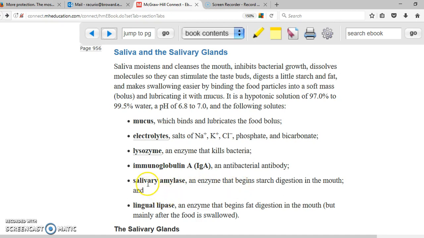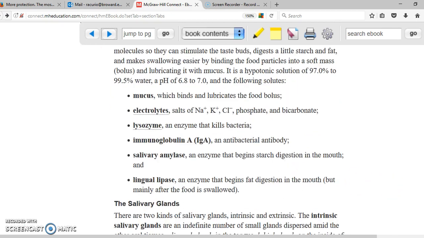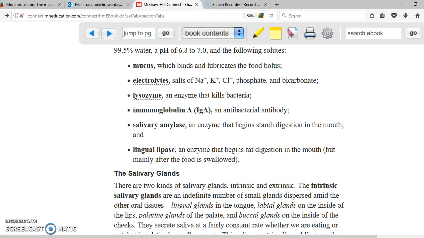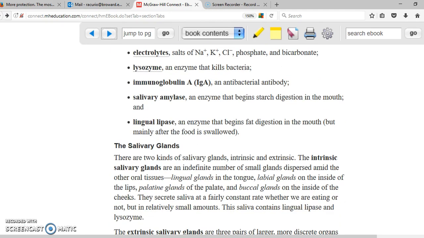And this is part of chemical digestion, not mechanical digestion. As I said before, mechanical digestion is with your teeth. Salivary amylase is going to give you the chemical digestion. Lingual lipase is for fat, but as you can see here, it begins fat digestion in the mouth, but mainly after the food is swallowed. Okay, it doesn't have a lot of functions, to tell you the truth. The most important enzyme in digestion here is going to be amylase, which is digestion of carbohydrates. So those are the characteristics of saliva.